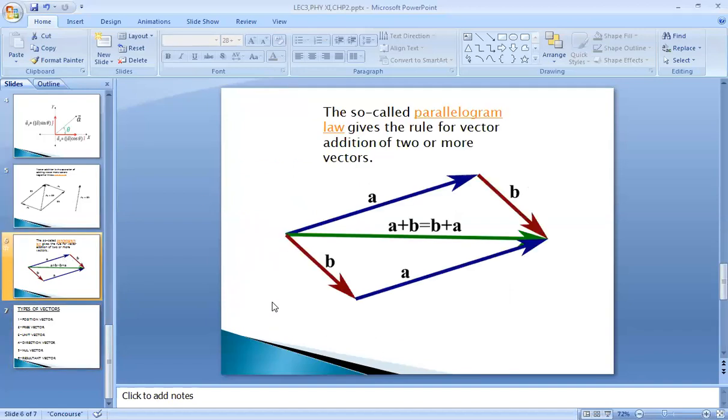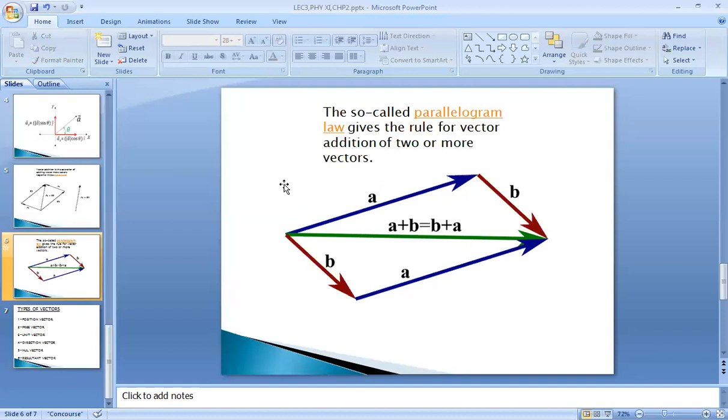See this example, where by using different colors it is clear that we make a parallelogram to add B and A. This is the B and A. So when we join them, we will get A, B plus A. Similarly, we draw another vector parallel to this A. These are two parallel vectors which have the same magnitude and same direction.